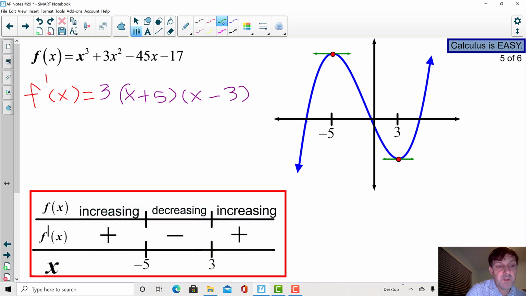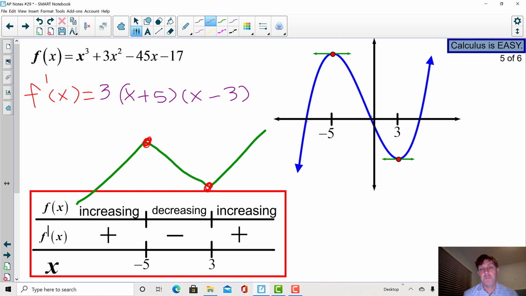Now what my chart is telling me is that my original function is going to be increasing, then decreasing, and then increasing again. So I would expect to have a maximum value when x is equal to -5, and I would expect a minimum value when x is 3. If you look at the real graph, you can see that it's just a local minimum at x equals 3 and a local max at x equals -5. And that's because the graph goes up forever, and it also goes down forever on the other side. So there is no absolute max or absolute min, just a local max and just a local minimum.